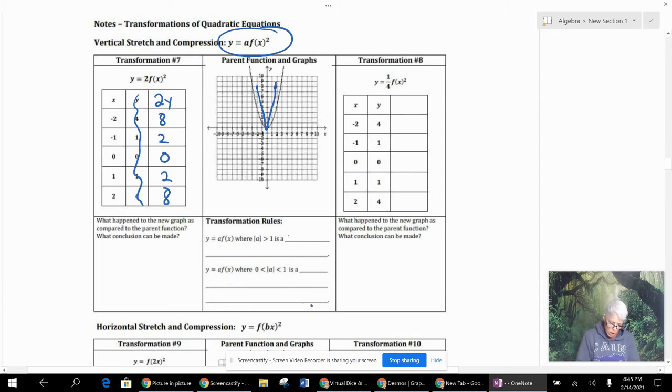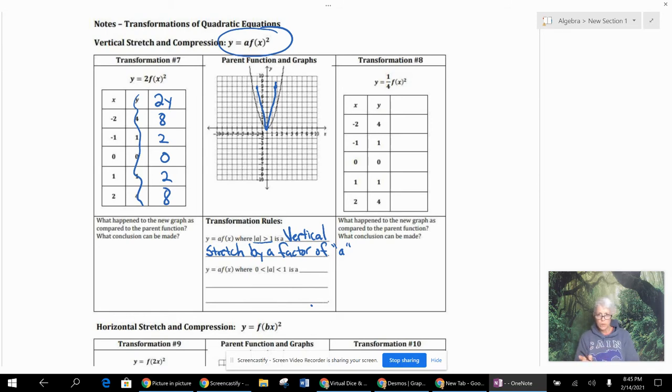So we call this, we're going to jump on down to this part of your notes. This is called a vertical stretch. A vertical stretch by a factor, and it's important we note the factor of A. And I want you to notice here, when A is greater than 1. But what if A is less than 1?